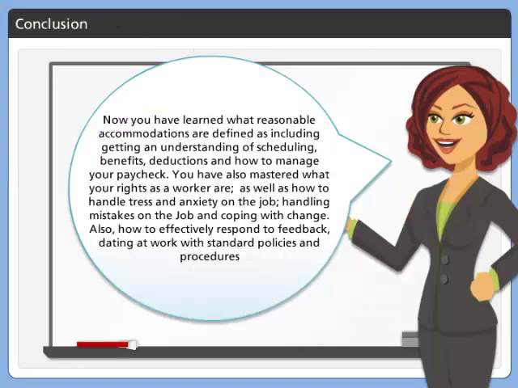Conclusion. Now you have learned about scheduling, benefits, deductions, and how to manage your paycheck. You have also mastered what your rights as a worker are, as well as how to handle stress and anxiety on the job, handling mistakes on the job, and coping with change. Also, how to effectively respond to feedback, dating at work, standard policies, and procedures.